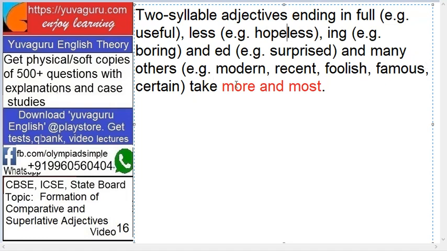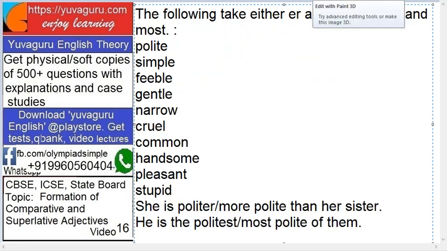Take more or most, which means comparative more and superlative most. So it should be useful, more useful, most useful. Hopeless, more hopeless, most hopeless. Surprised, more surprised, most surprised. Then others, modern, more modern, most modern. Similarly others. Here, there are exceptions to everything. These below words are exception to whatever we have studied by now.